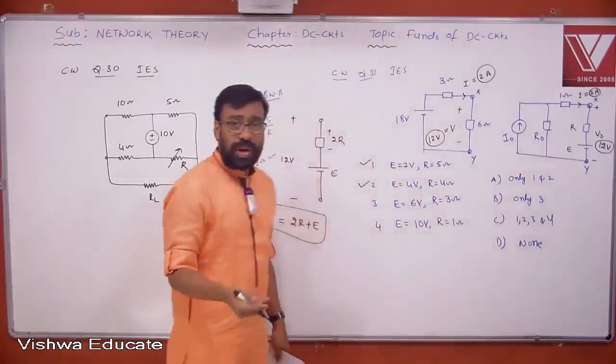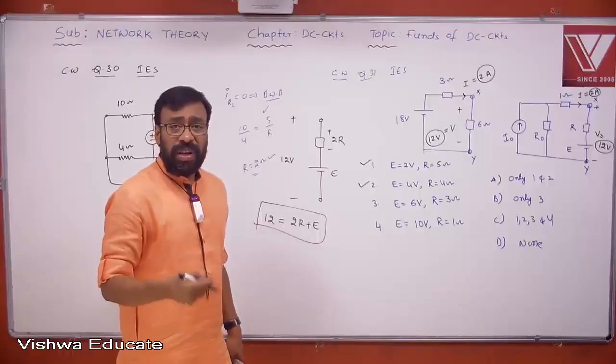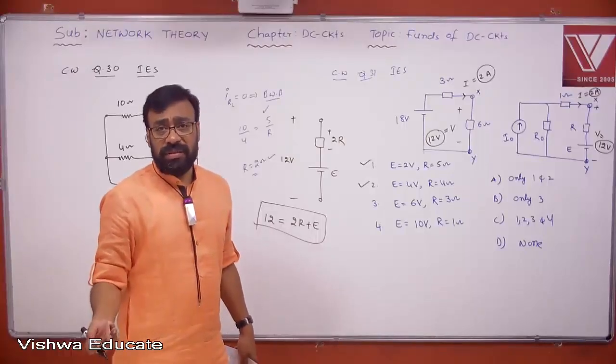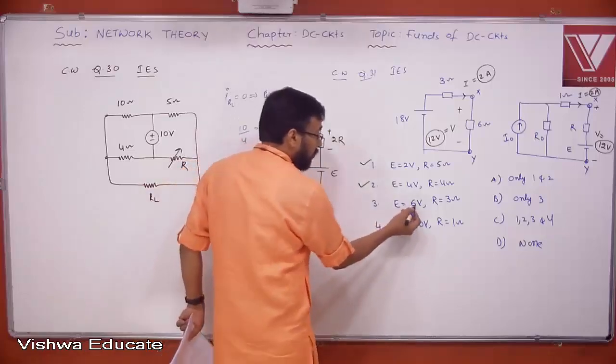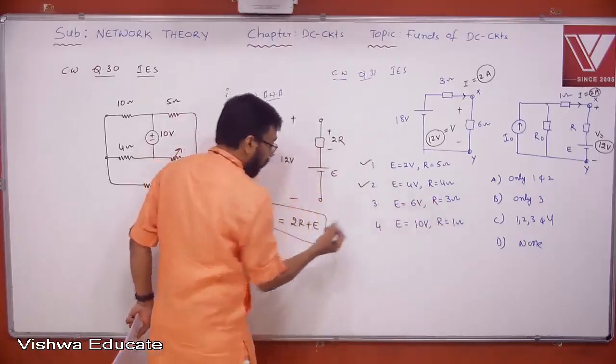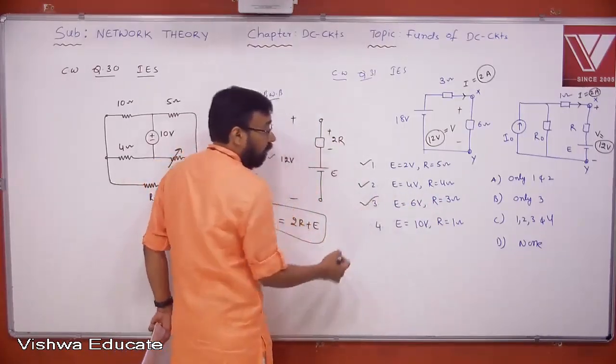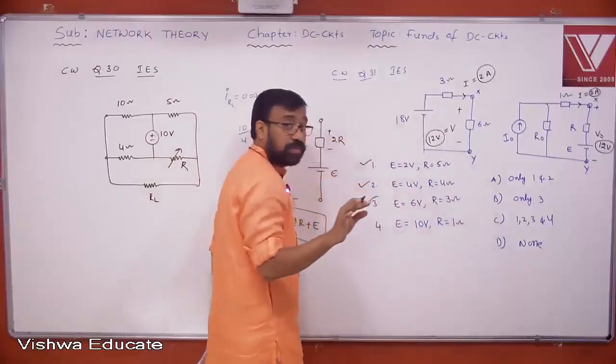What does it mean, only 1 and 2? Only 1 and 2 means 3 and 4 are not. Yes or no? But look at that 3 also. 6 plus 2 into 3, 6, that is 12. It is also satisfying. Only 3, no.